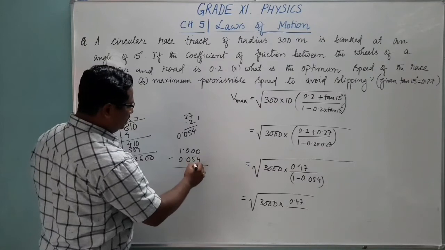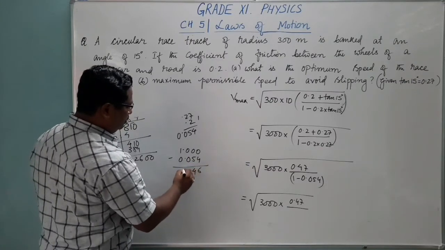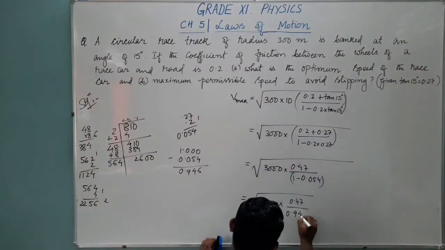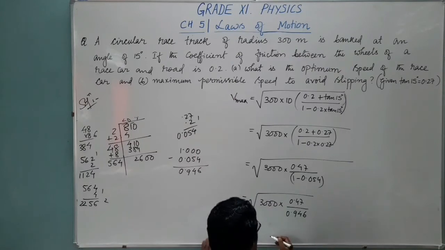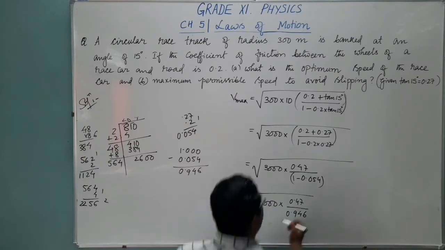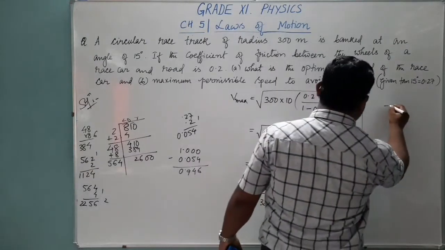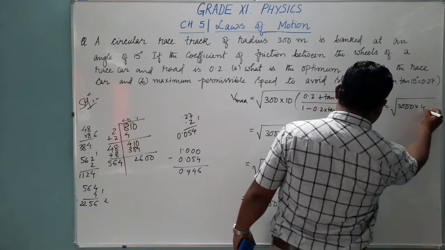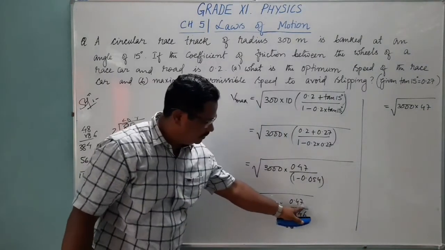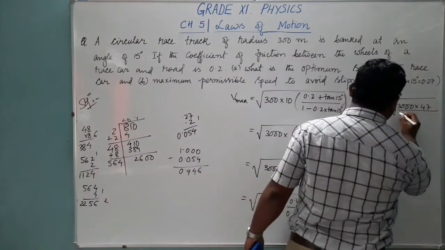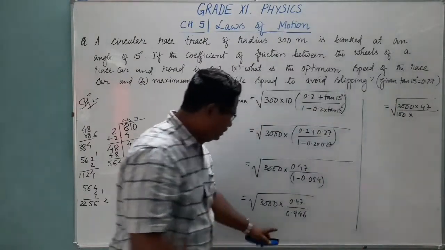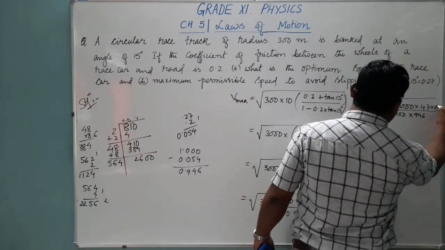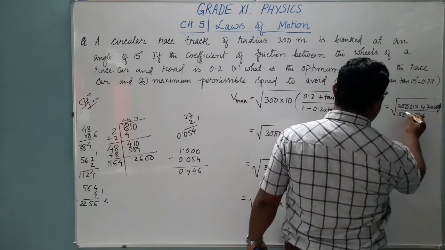10 minus 4 is 6, 9 minus 5 is 4, so 0.946. Then remove the decimals first of all. Maximum speed will be 3000 into 47 divided by 100, since after decimal you have 2 digits, into 946, if you write 946 on the top and multiply by 1000. These two zeros will get cancelled.